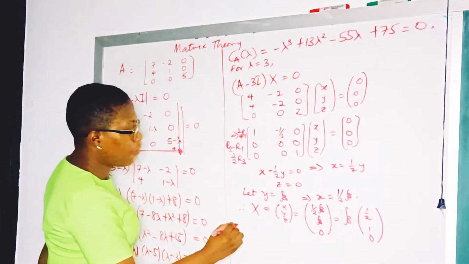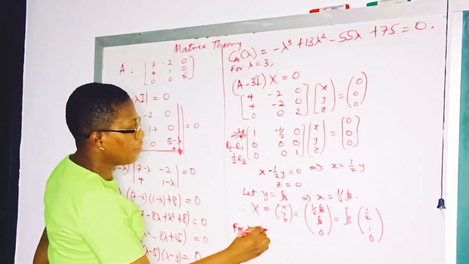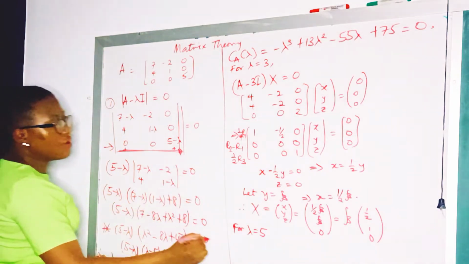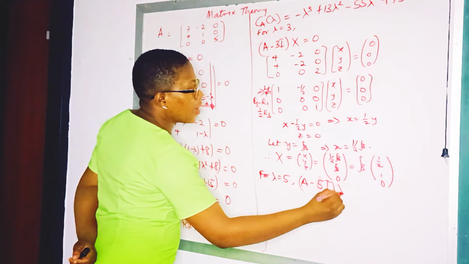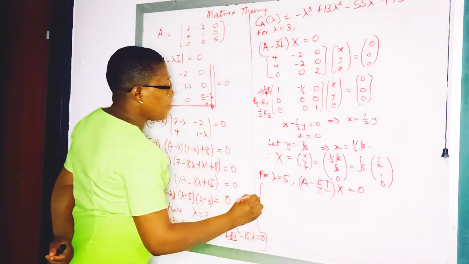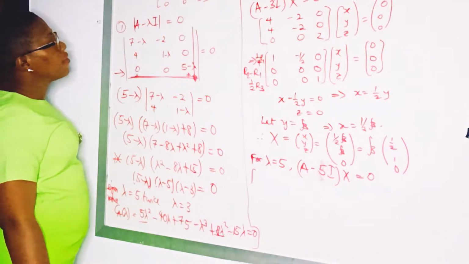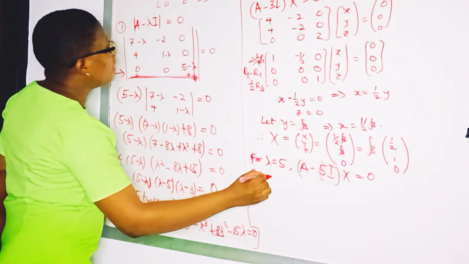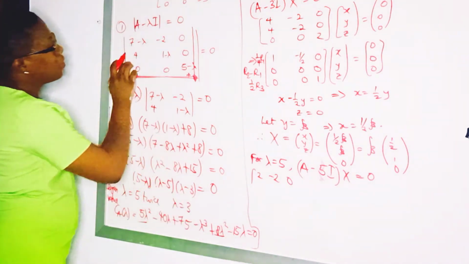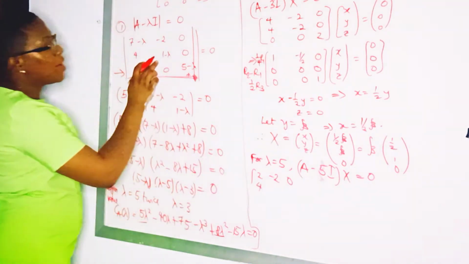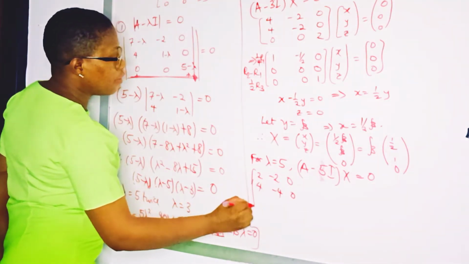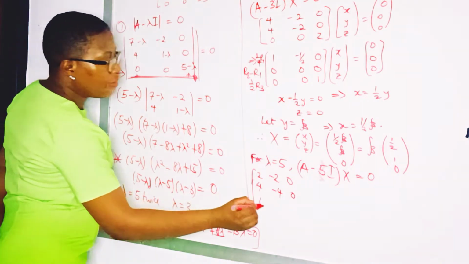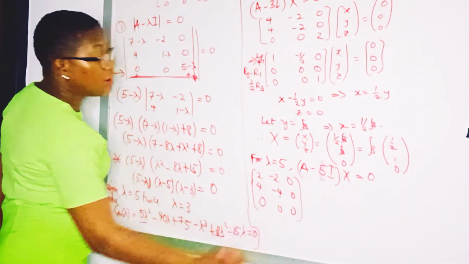Next, we check for lambda is equal to 5. We'll do the same thing. We have A minus 5I times some x is equal to 0. A minus 5I is 7 minus 5, which is 2, minus 2, 0; 4, 1 minus 5, which is minus 4, 0; 0, 0, 0.